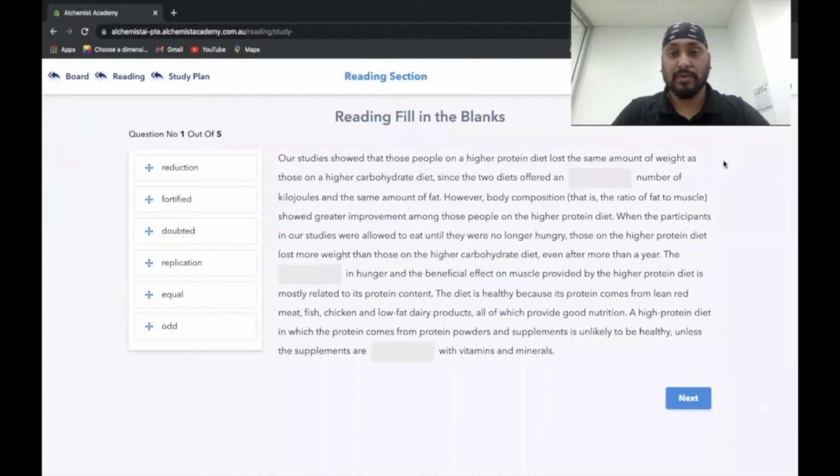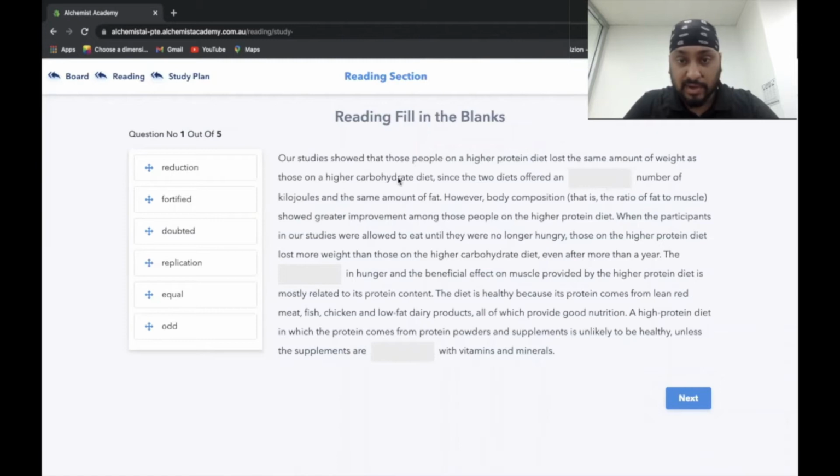Let's have a look. The first thing we're going to do over here is quickly skim and scan the question. This question is about carbohydrate, diet, body composition, hunger. It's all about diet. Our study showed that those people on a high protein diet lost.